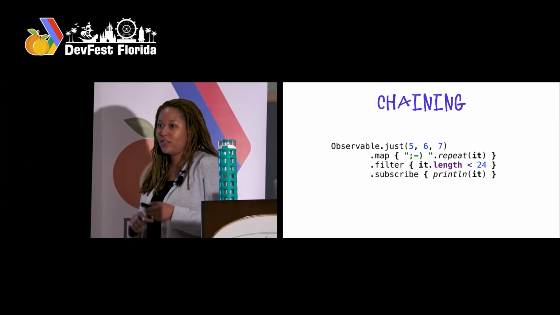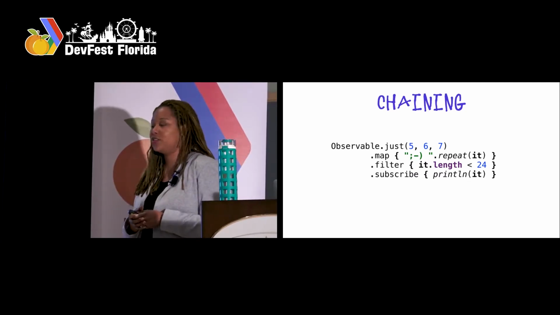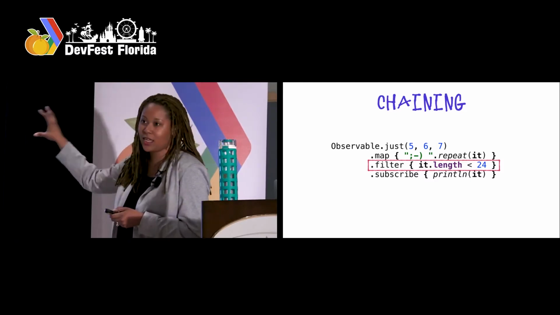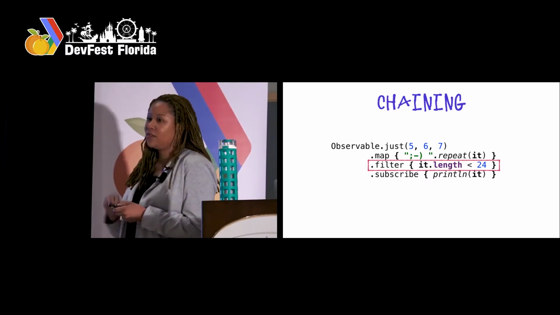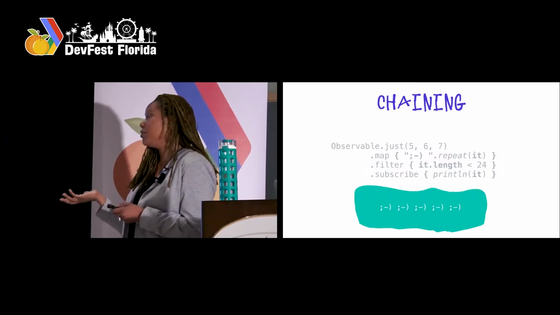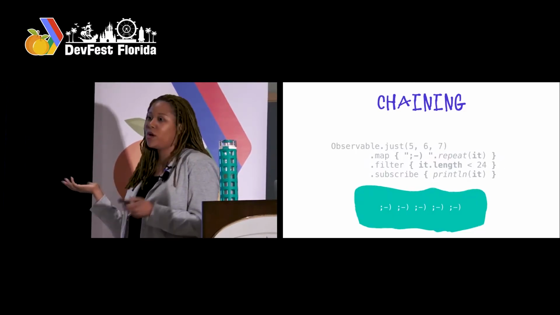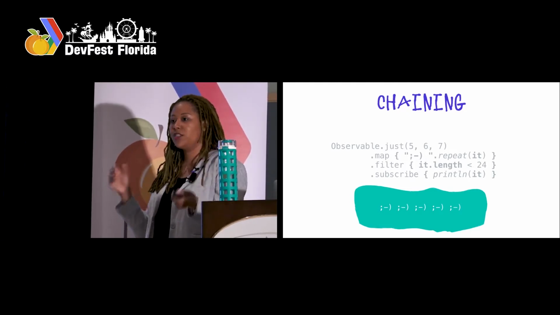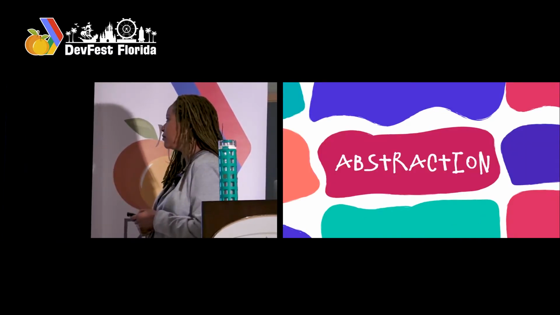What about chaining? That's one thing people really love about RxJava. We took the same code, except this time we chained in the filter operator. This is going to impact the output that we receive. So now we only get one row of old school emojis. So just like that, we see data transformation and chaining using RxJava.